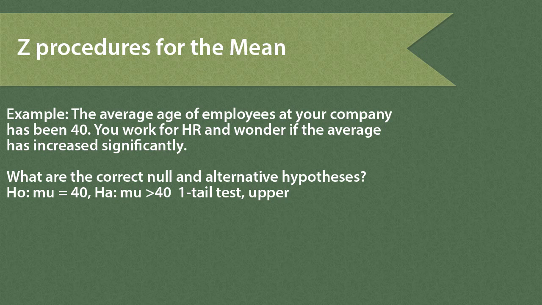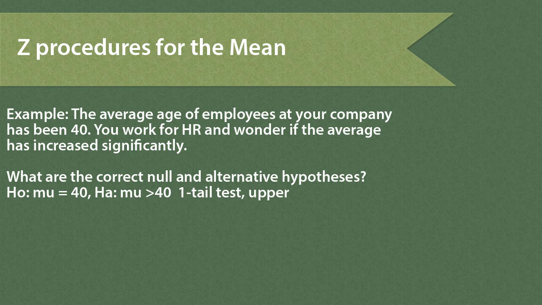Let's look at a one-tailed example. The average age of employees at your company has been 40 years. You work for HR, and you wonder if the average age has increased significantly. Here, the correct null and alternative hypotheses are shown.